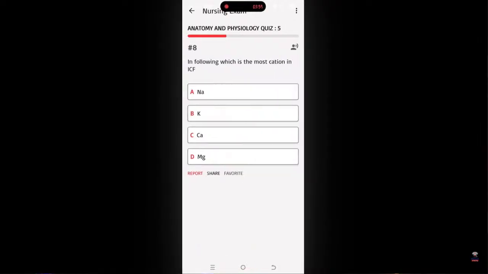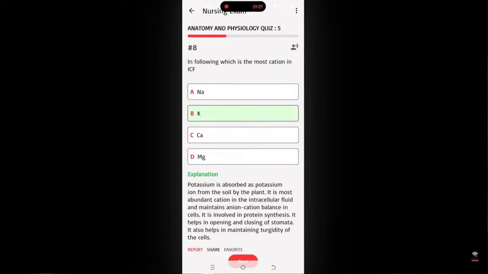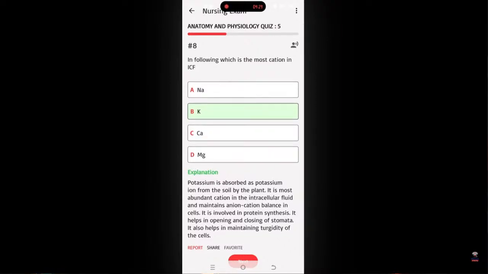In following which is the most cation in ICF? A. Na. B. K. C. Ca. D. Mg. Correct answer. Potassium is absorbed as potassium ion from the soil by the plant. It is most abundant cation in the intracellular fluid and maintains anion-cation balance in cells. It is involved in protein synthesis. It helps in opening and closing of stomata. It also helps in maintaining turgidity of the cells.